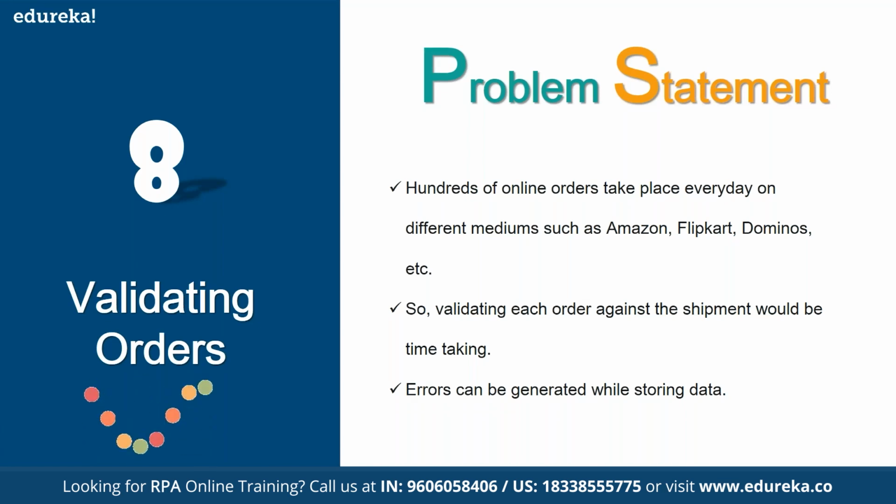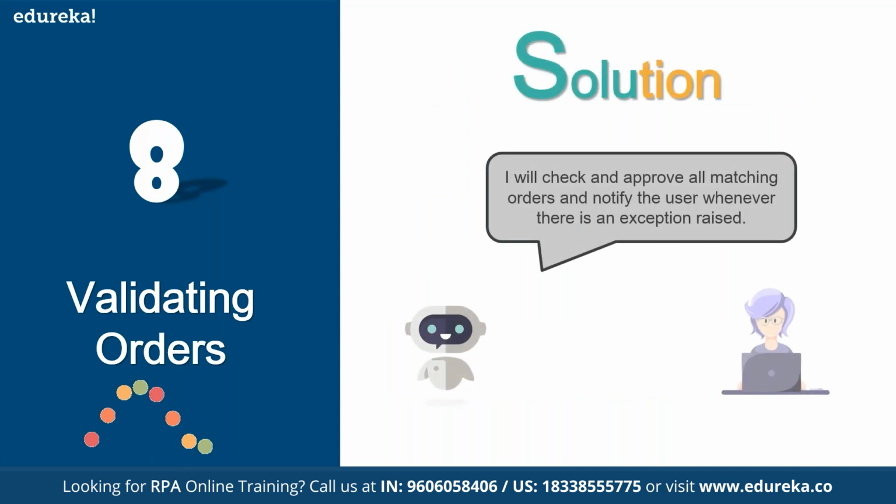So for that, you will do validations on a daily basis, whether the given order has been shipped or not. This kind of project can be handled by your bot. It says, I will check and approve all the matching orders and notify the user whenever there is an exception raised. Suppose there is a problem in shipment, it will notify the user as well, saying your order might get delayed due to these conditions or reasons. That kind of project can also be implemented using RPA. So this is validating orders.